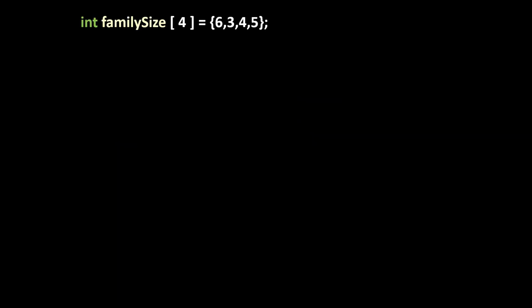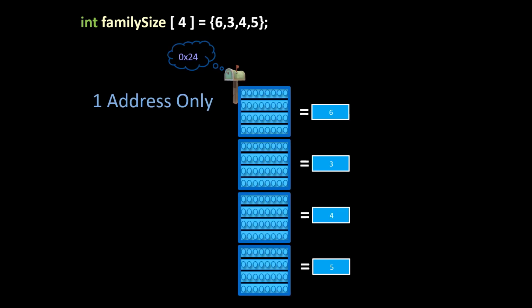Let's quickly look again at our int family size 4. What you see here is an array of int, or integers, 4 byte integers, and each of those carries the actual values that we are initializing. But there's only one address. The array only has one address. If you've seen the last video, you'll realize that an array in fact is a pointer.